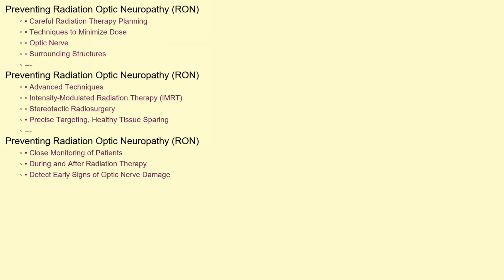The best way to prevent radiation optic neuropathy is through careful planning of radiation therapy. This involves using techniques that minimize the dose of radiation delivered to the optic nerve and surrounding structures. Intensity modulated radiation therapy, or IMRT, and stereotactic radiosurgery are advanced techniques that allow for more precise targeting of the tumor while sparing nearby healthy tissues. Close monitoring of patients during and after radiation therapy is also essential to detect early signs of optic nerve damage.